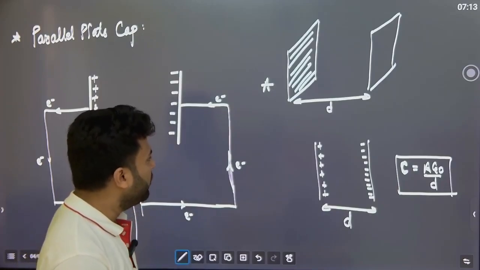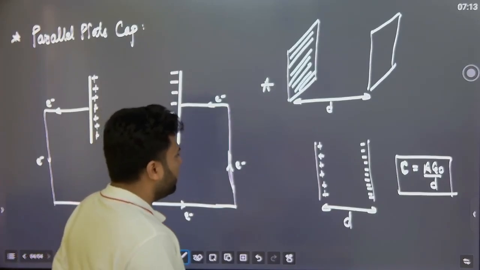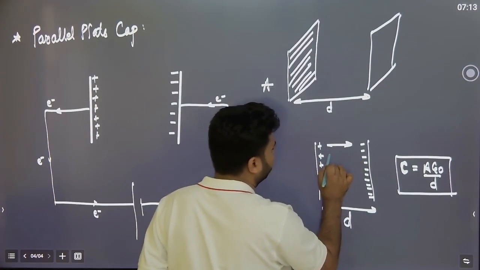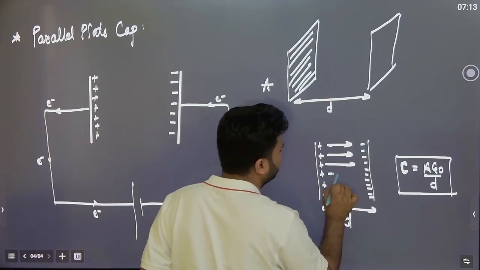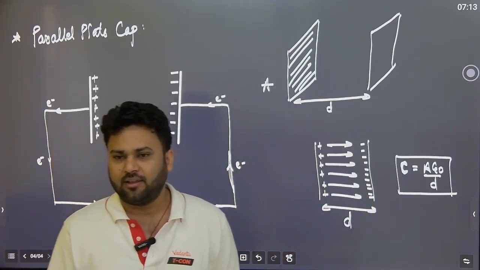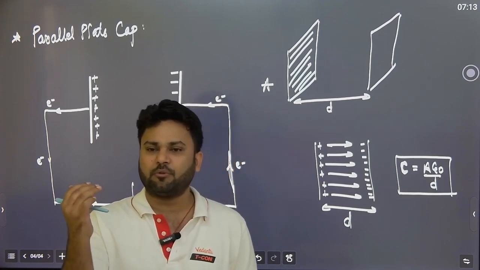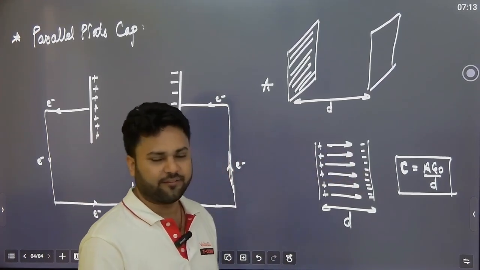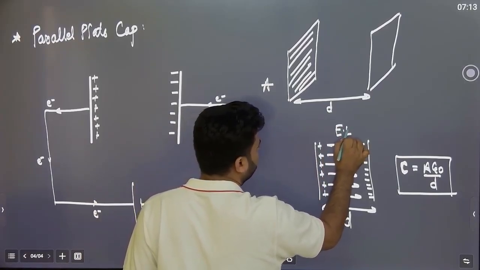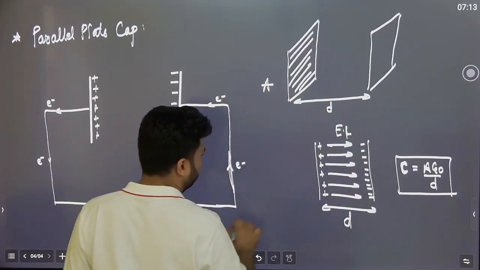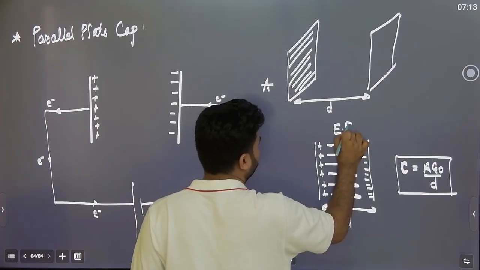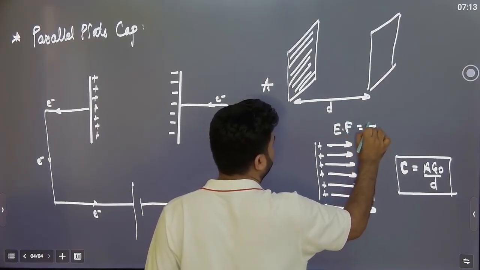Few more things they ask. Because this is positive charge and this is negative charge, there is an electric field established. Electric field is always from positive charge towards negative charge. This is electrostatics. The electric field always goes away from positive charge and comes towards negative charge. So this is the electric field between the plates of the capacitor. I will denote the electric field by E.